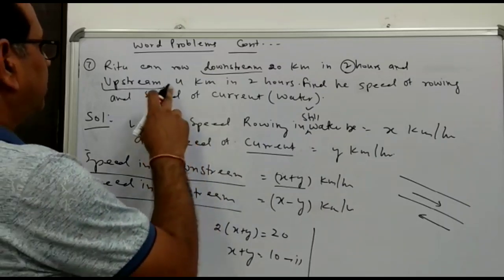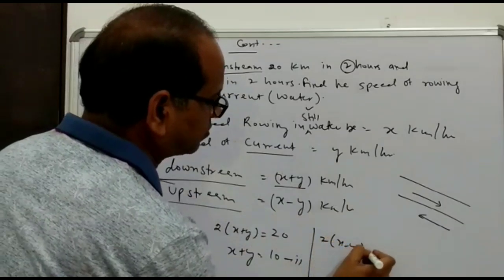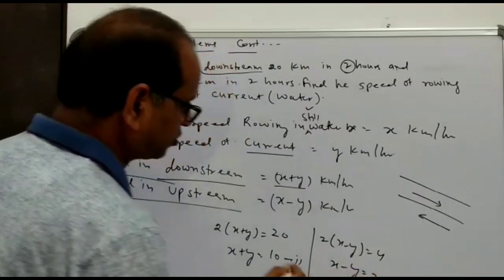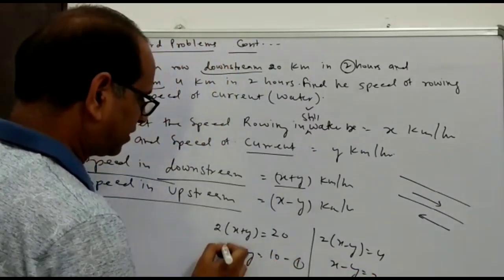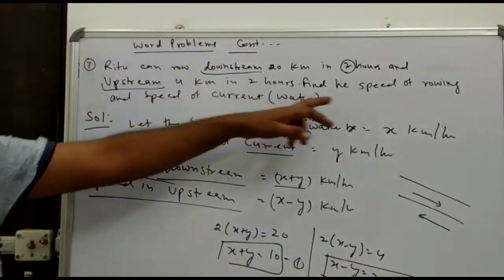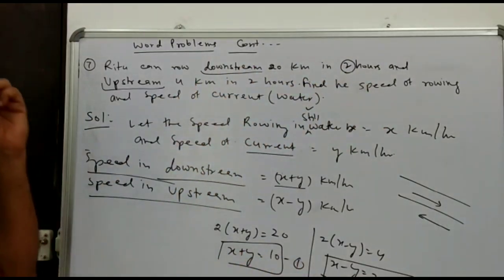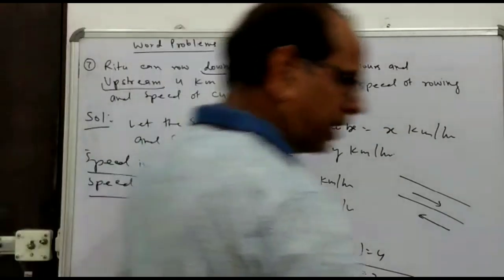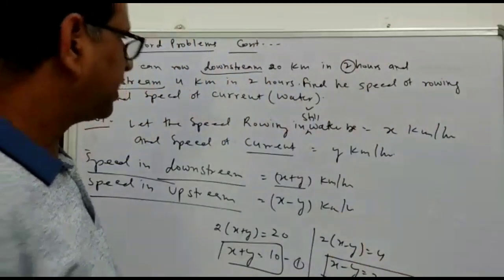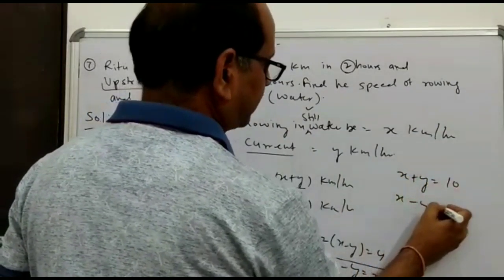Second part, upstream only 4 km in 2 hours. So it is 2 into (x minus y) is 4. So x minus y will be 2. So in this way, we can solve these two equations and then we will be able to know what is the speed of rowing and what is the speed of current. Now, how to solve this, that we have already done, but still I'll explain this part. Here, you see, if you add these two, as I told you earlier also, x plus y is 10 and x minus y is 2.